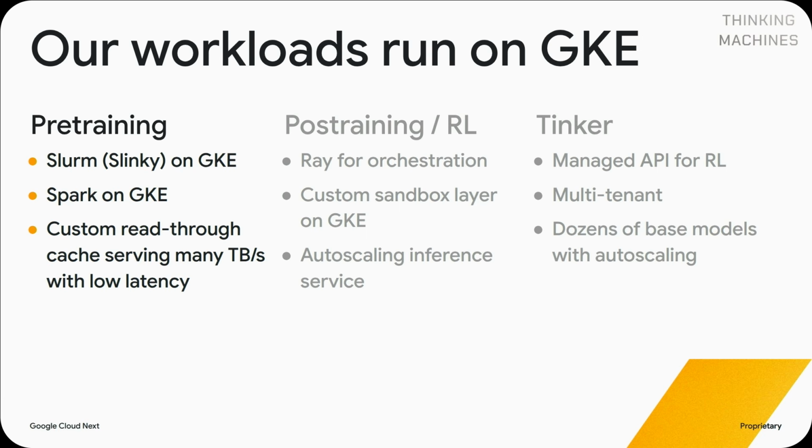So first, we run all our pre-training workloads today on Slurm. And Slurm is a really popular platform with researchers since it's a familiar scheduling system for many of them. And it provides maybe a simpler mental model compared to raw Kubernetes. But crucially, we run Slurm on top of GKE, which allows us to schedule it like any other GKE workload. And this also allows us to then layer other workloads alongside it.